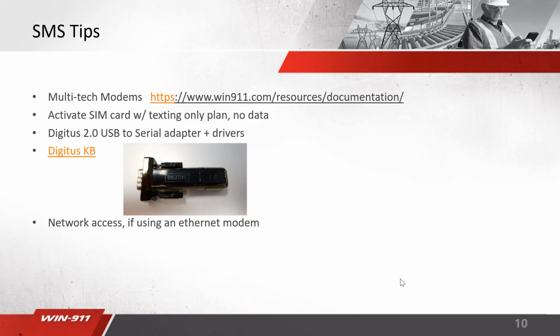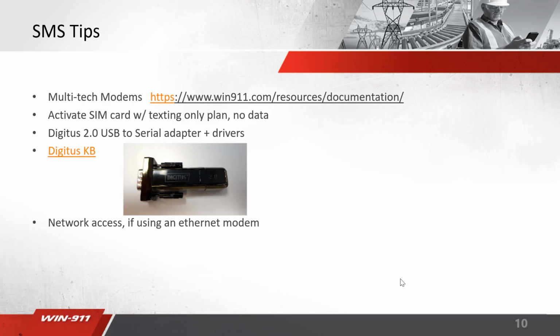Okay, so obviously you need an SMS modem if you're going to send SMS messages. Now we sell multi-text modems on our website, and you can see them right there at that link on our win911.com. Click on resources and documentation. You do just need to get an active SIM card with a texting only plan. You don't need data or voice or anything else, just unlimited texts. And that SIM card is going to be activated from Verizon, AT&T, whatever provider you have in your area. You pop it in the SMS modem, and you should be good to go after that.